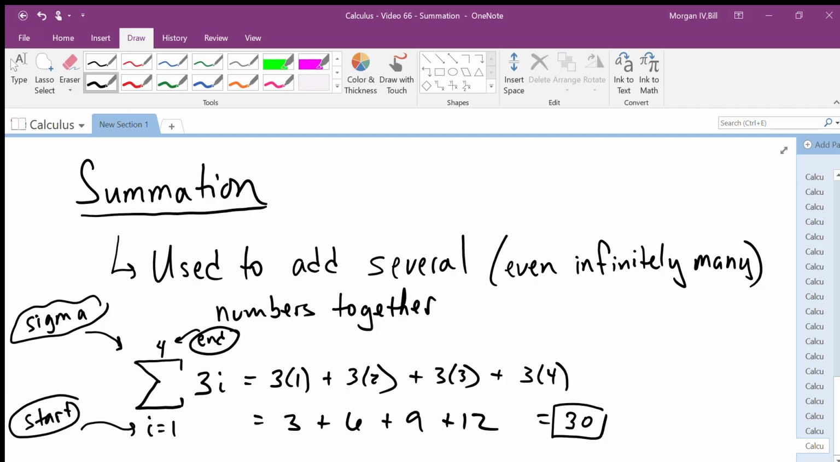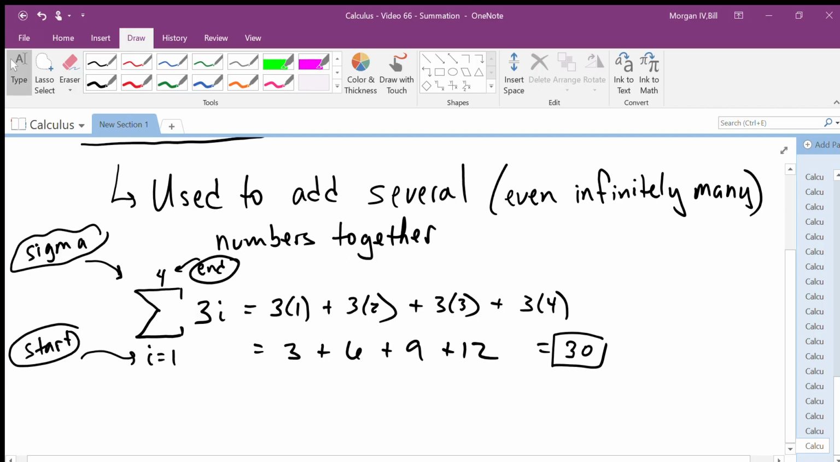Okay? And we can do that for different things, not just for 3i. We could do it for other things: i squared minus 2i plus 1, 4 to the power of i, the sine of i, right? You can use whatever sort of function, if you will, in place of 3i. And again, it doesn't have to be i. In the next example, I'll use a k, just to switch it up. And also, it does not always have to start at 1. You can make that starting value whatever you want.